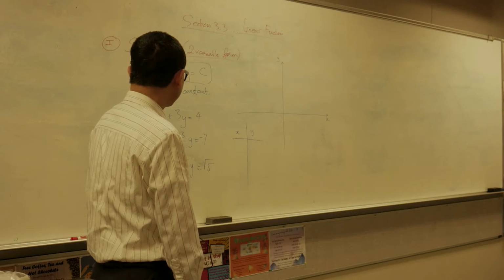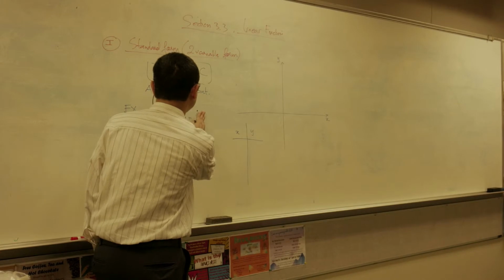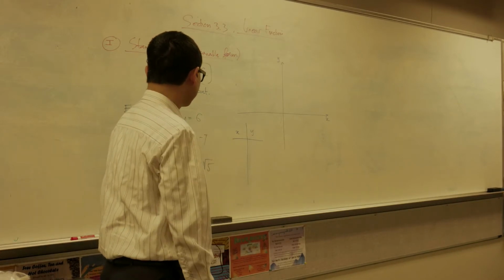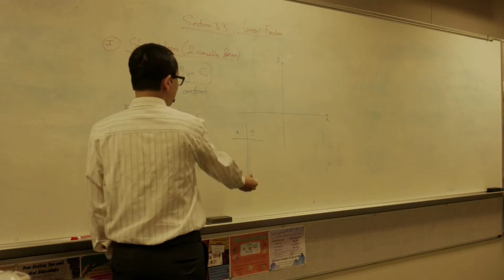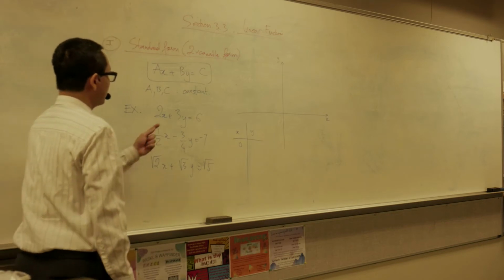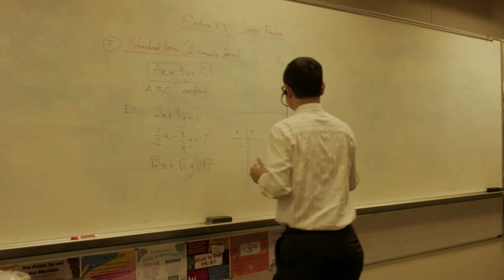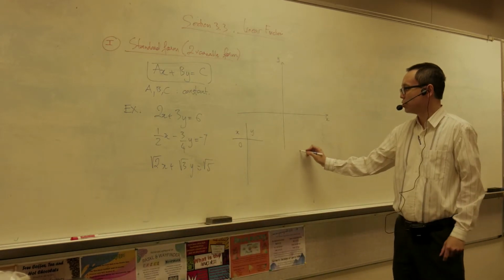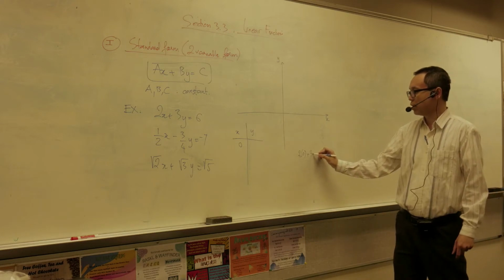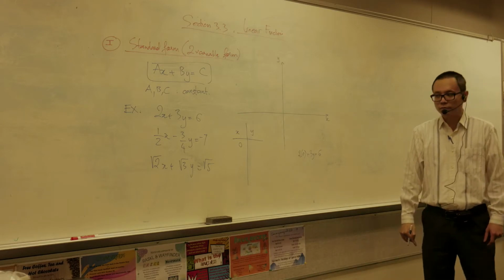Let's see which one. I think I'm going to change a little bit over here. Let's change this to 6. I think it's easier. Let's change this to 6. Easier to do. Okay. Now I'm going to let x equal to 0. Alright, so if x equals 0, what happens? So I'm going to put 0 into the x, right? So you have 2 times 0 plus 3y equals 6. Right?